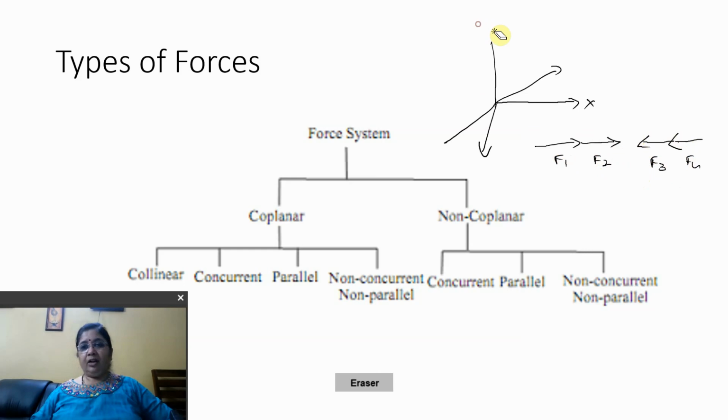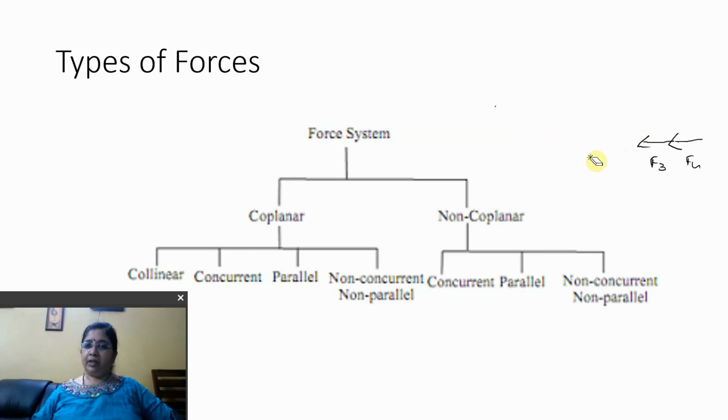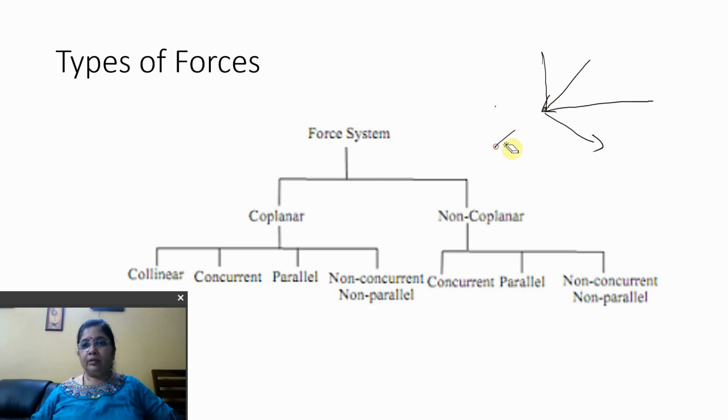So what is a concurrent force? Concurrent forces are those which are acting towards the same point. For example, let me say I have this xy axis. I have different forces towards or away from the same point. The center of focus is only this. This is a concurrent force. A non-concurrent force will not act towards the same point. I'll come to it later on.